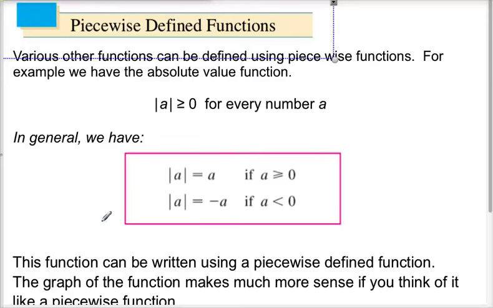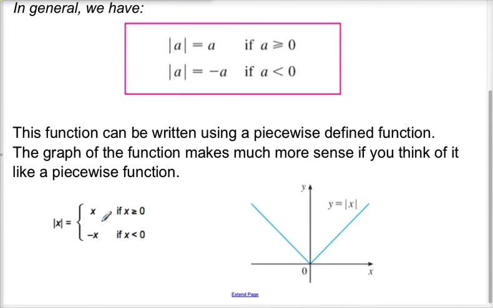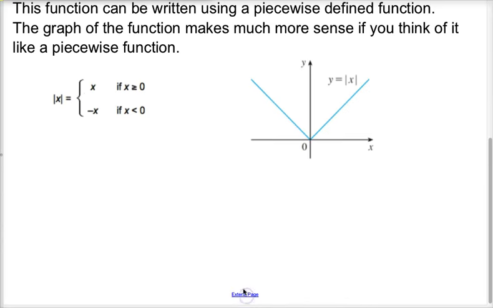This function can be written using a piecewise function, and it actually makes a lot more sense if you think about it. If my function is g of x equals the absolute value of x, and then this is the piecewise part of it, it's going to be equal to x for when x is greater than or equal to 0, and it's going to be equal to negative x when x is less than 0. So this is where it's equal to x for x greater than or equal to 0, and this is where the slope is going to be negative, negative x for x less than 0.